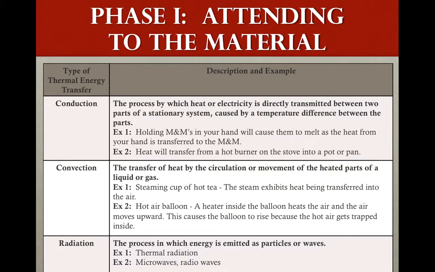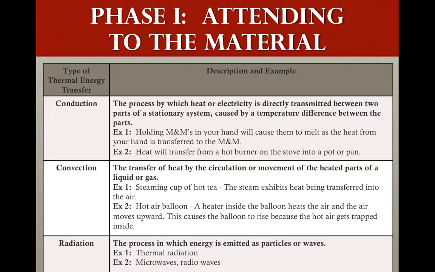In lesson components, we start with Phase 1, attending to the material. In Phase 1, the teacher introduces students to the following information. So for example, the information I would introduce to my students would include the types of thermal energy transfer, which are conduction, convection, and radiation. And then for each type, I included a definition or description and an example.